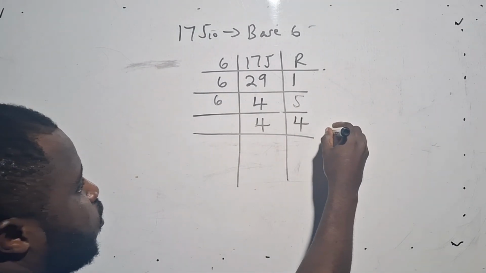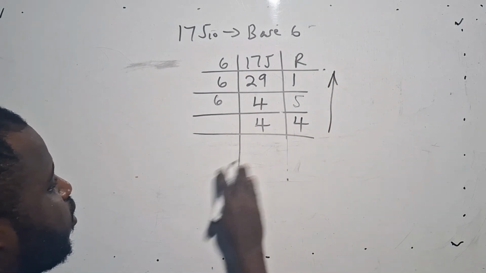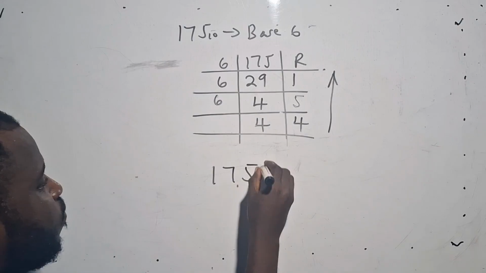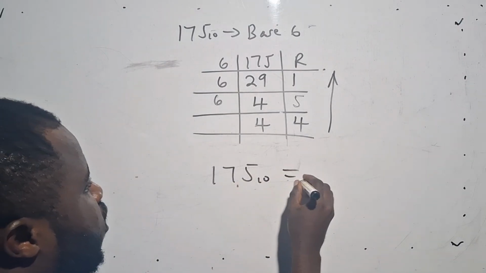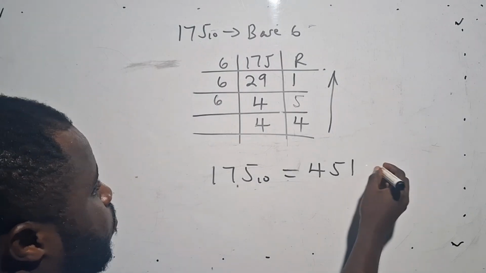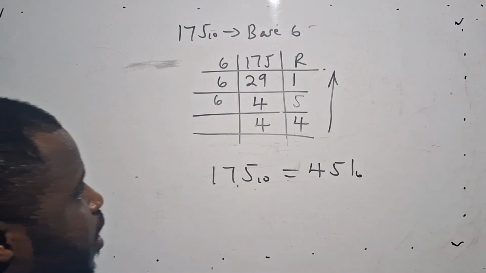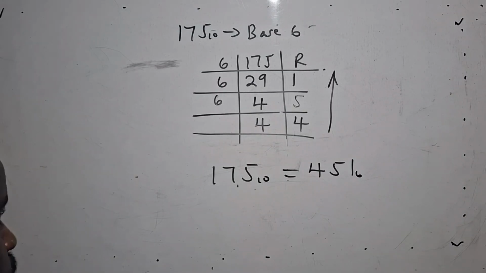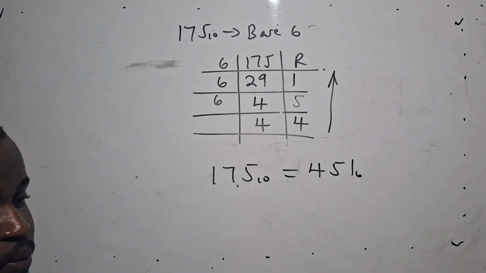and I'm going to repeat it here. So I'll take the numbers upwards. So 175 base 10 will give me 451 base 6 as my final answer. So 451 is still in base 6, so the answers are acceptable.